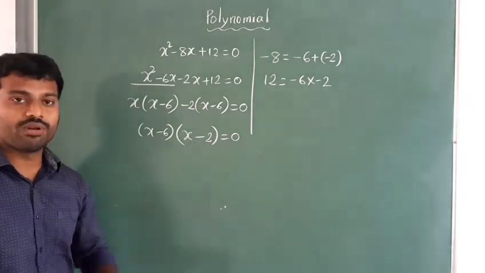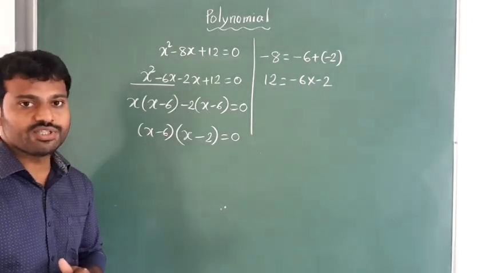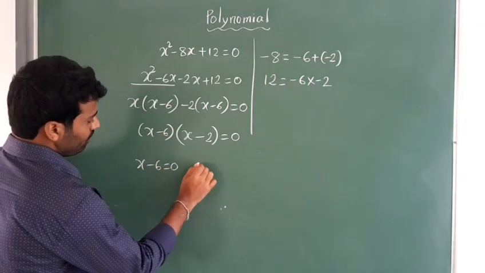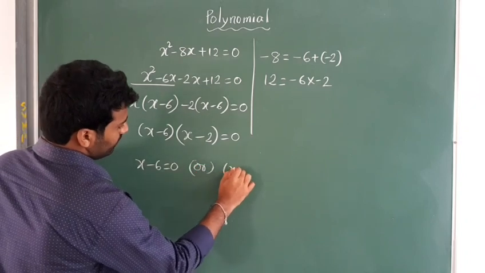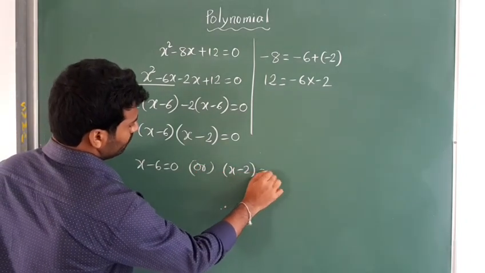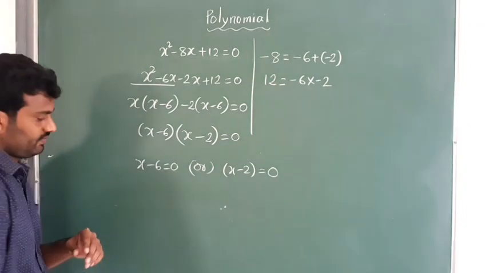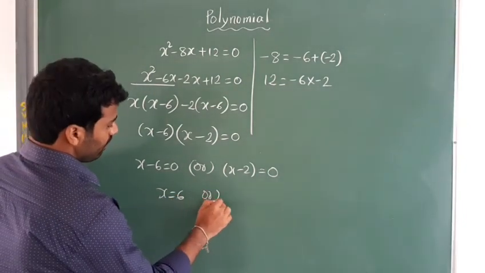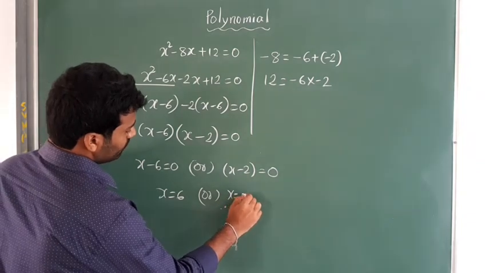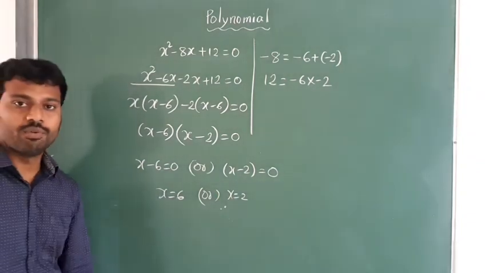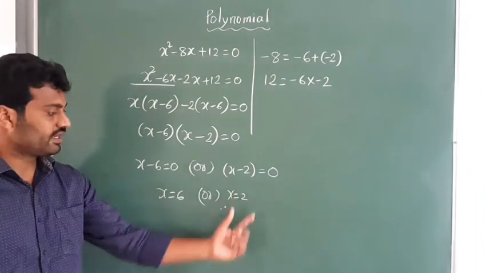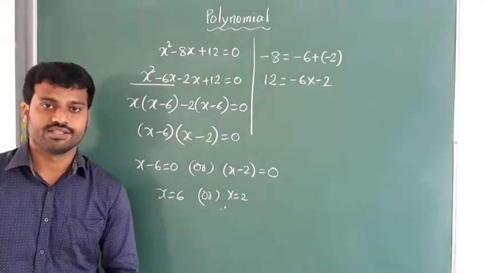The product of two numbers is 0, so any one must be 0. Either x minus 6 should be equal to 0 or x minus 2 should be equal to 0. So x value will be what? x is equal to 6 or x is equal to 2. These are the zeros of the polynomial: x is equal to 6 is one zero, x is equal to 2 is the other zero.